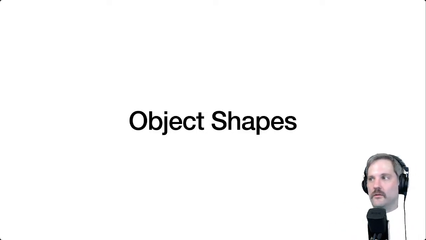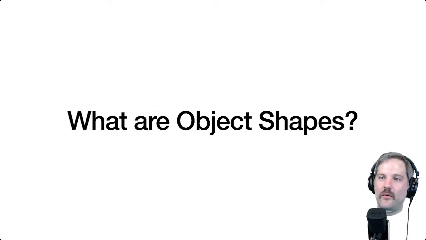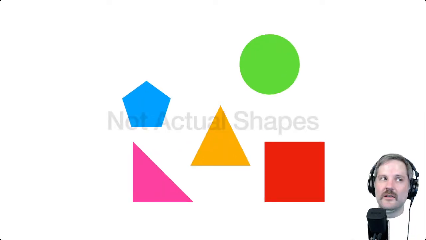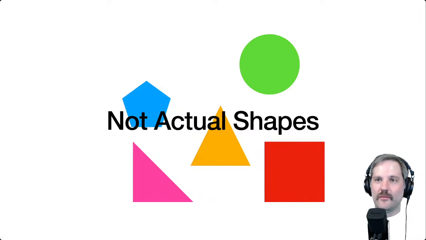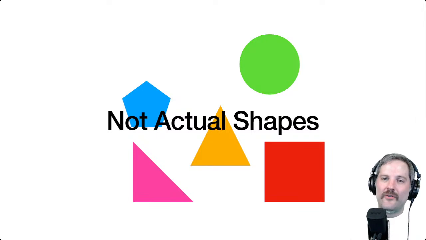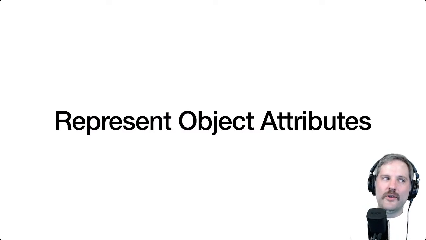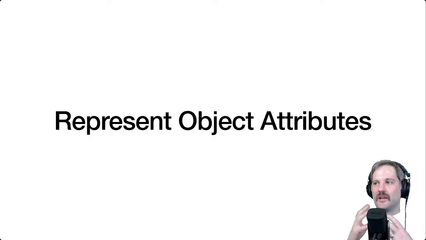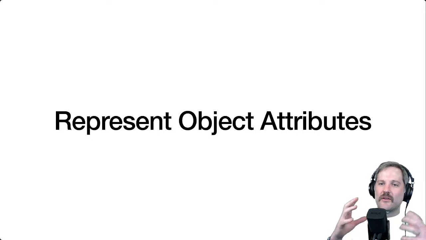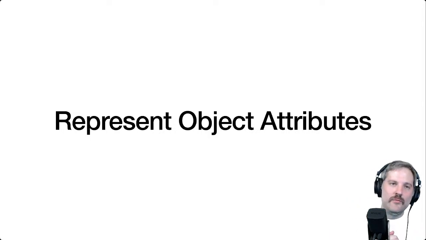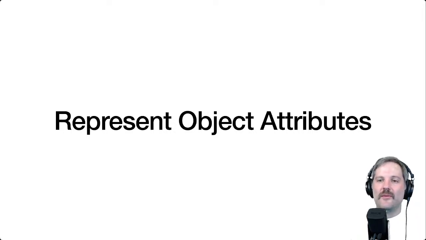So let's talk about this project. What are object shapes? I think that's a decent question to ask first. Object shapes are not actual shapes. They're not real shapes. It's just a concept, a thing that we think about. It's a way for us to represent object attributes, a way to say some particular object has particular attributes, or just different attributes describing the object itself.